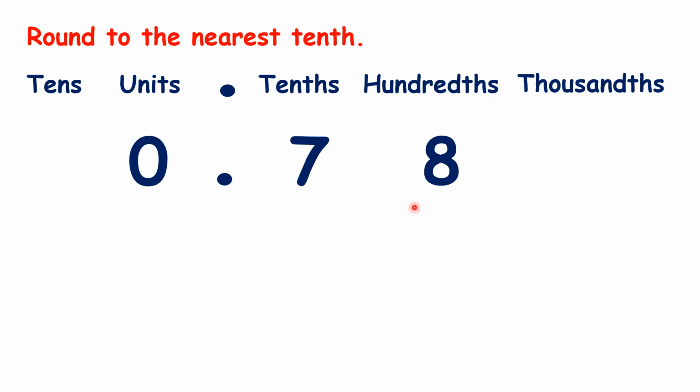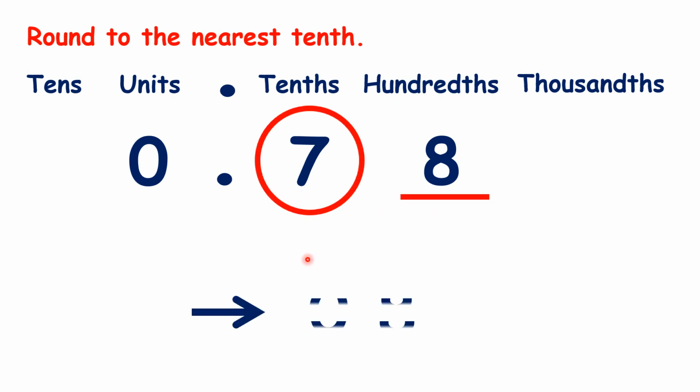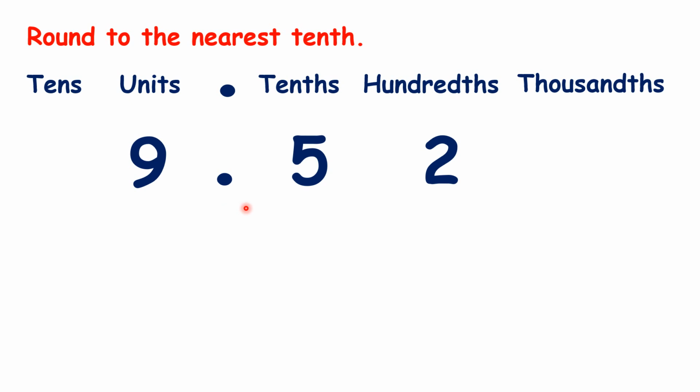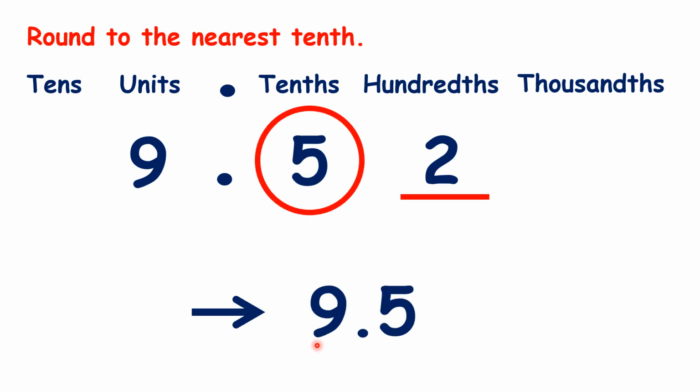Now what about 0.78? It rounds to 0.8. Now round 9.52 to the nearest tenth. There's a 2 in the hundredths place, so we round down to 9.5.